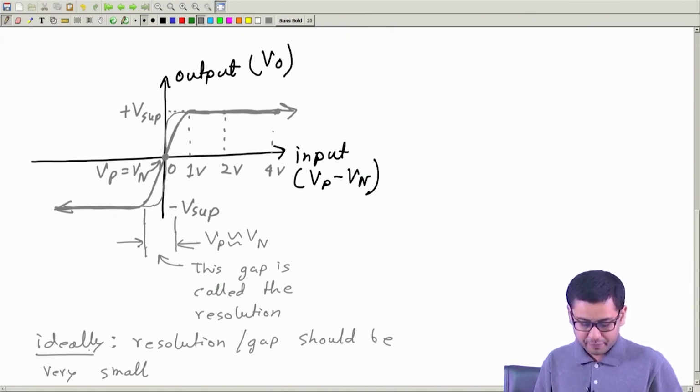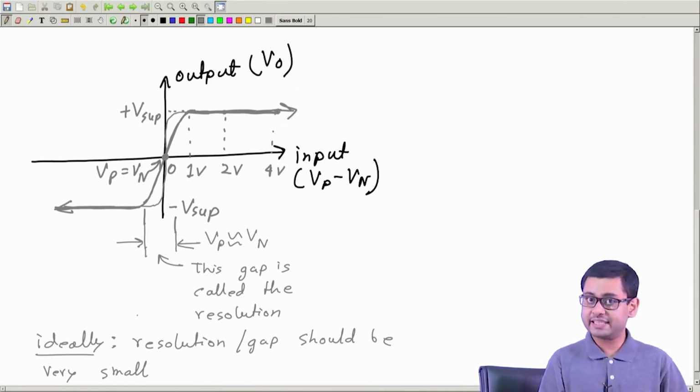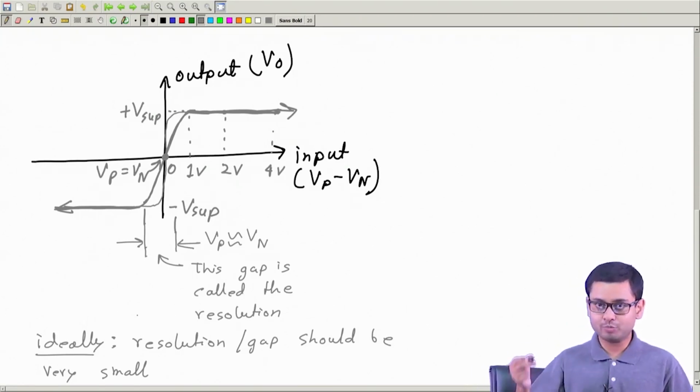And for a practical op amp, of course, this will not be 0. The larger the gap is, we will say the op amp is worse. The smaller the gap is, we will say the op amp is better. Why? Because this is the region where the op amp is confused. What is the task of an op amp? The task of an op amp is to compare two inputs and tell which input is higher. How does it tell? By making the output either positive or negative.